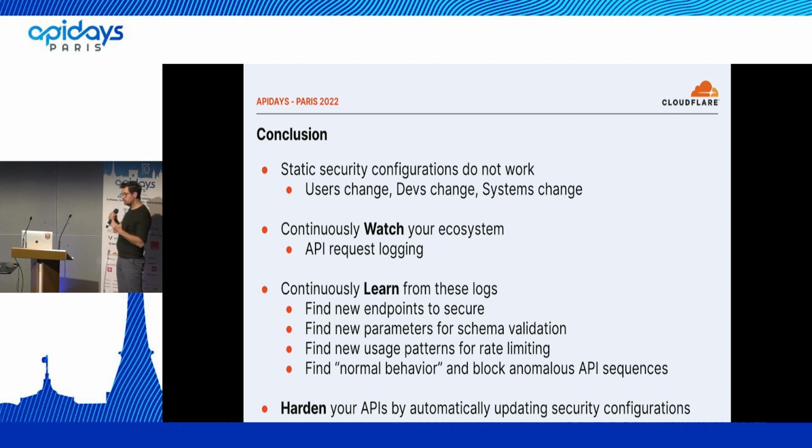And then you can learn from those logs to, for instance, find new endpoints to secure, find new parameters for schema validation or adjust parameters in there, find new usage patterns so you can plug it into adaptive rate limiting, and establish a sense of normal behavior to start blocking things like anomalous sequences. And with that continuous learning, you can harden your APIs by automatically updating security configurations.